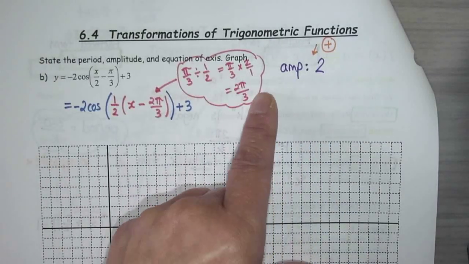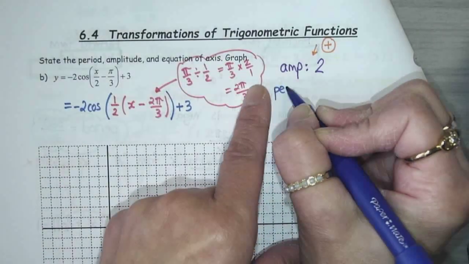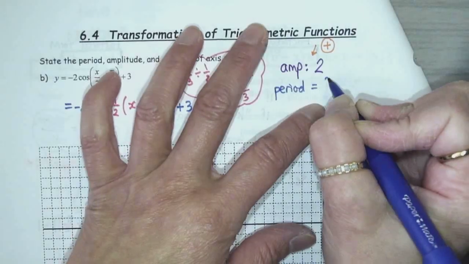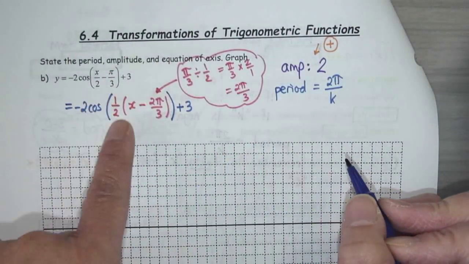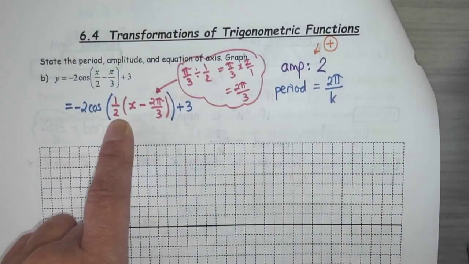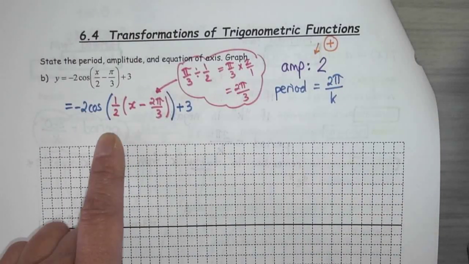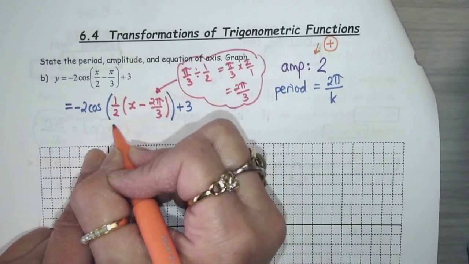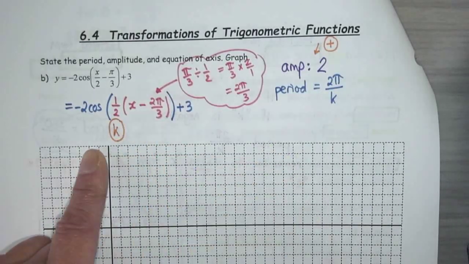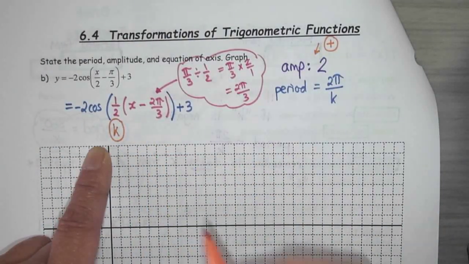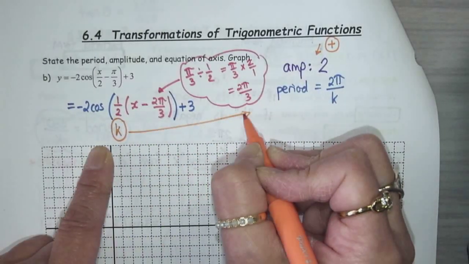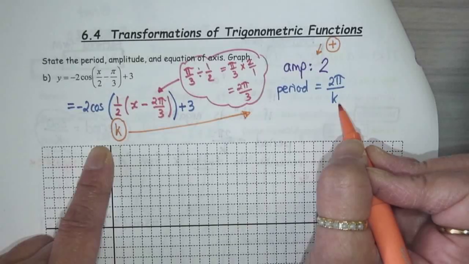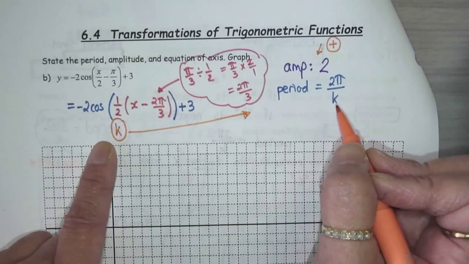Period. So period is 2 pi over k. And this value here is not the period. That value is k. Does that make sense? So that is k, not the period. So we take that and put it into here, into the k. Good? It's not the period, that's the k value.